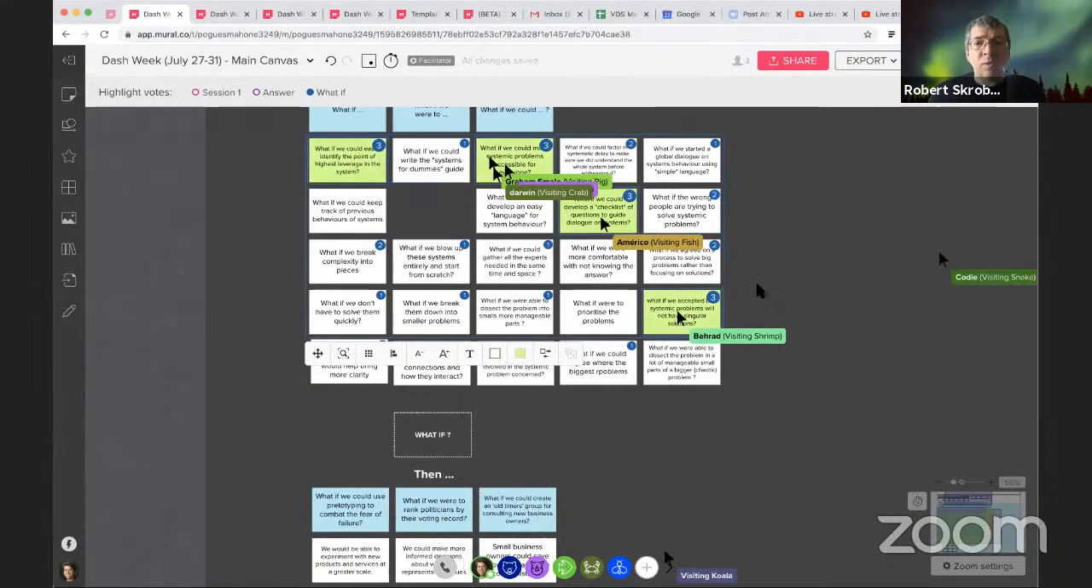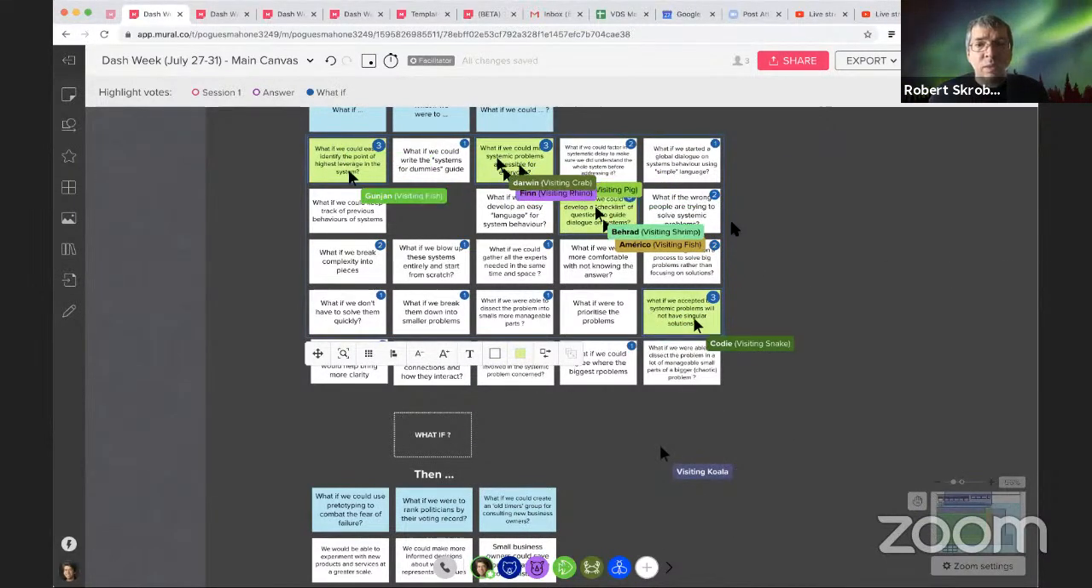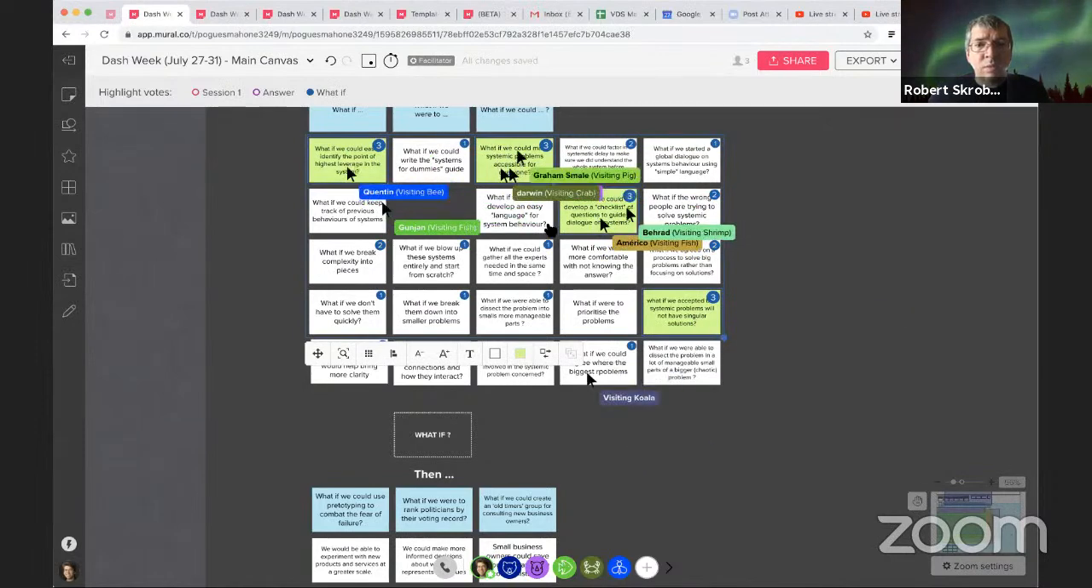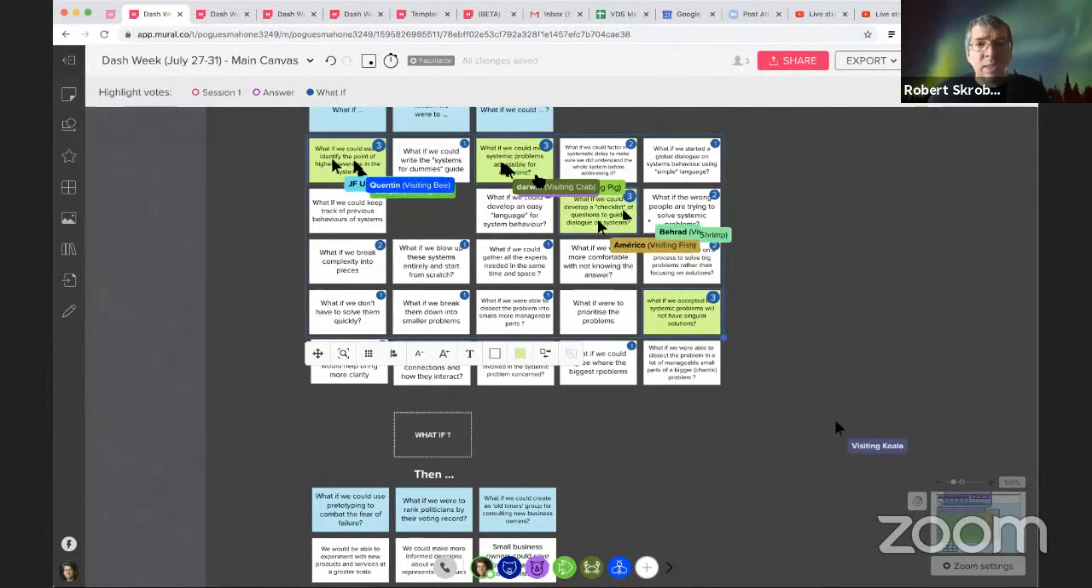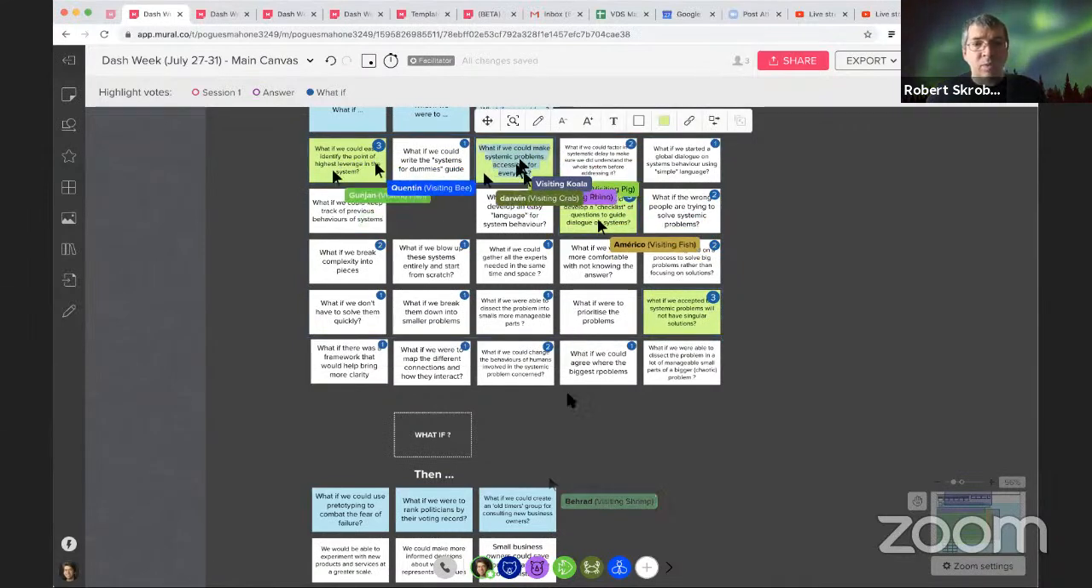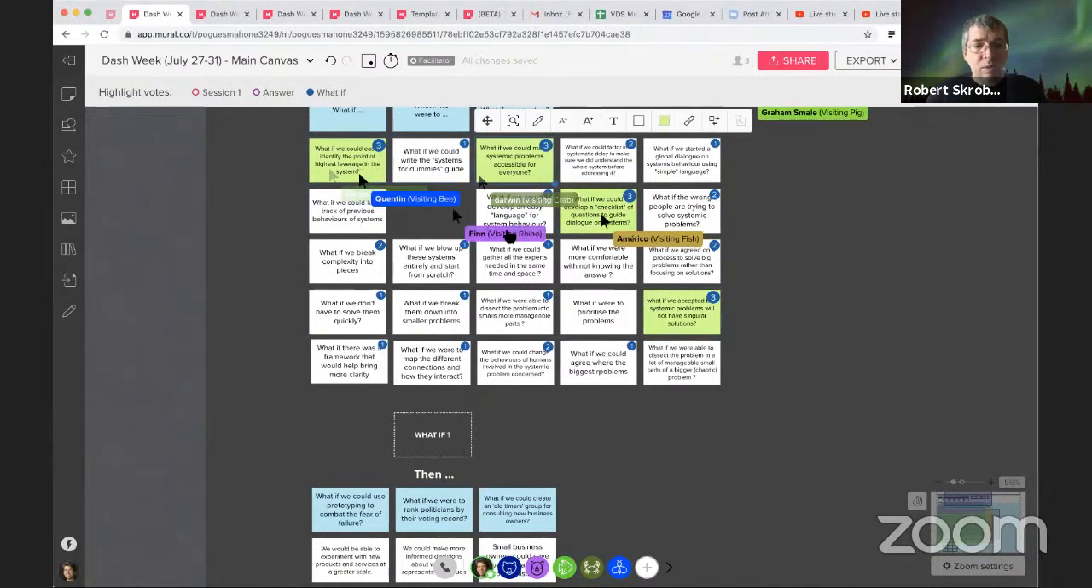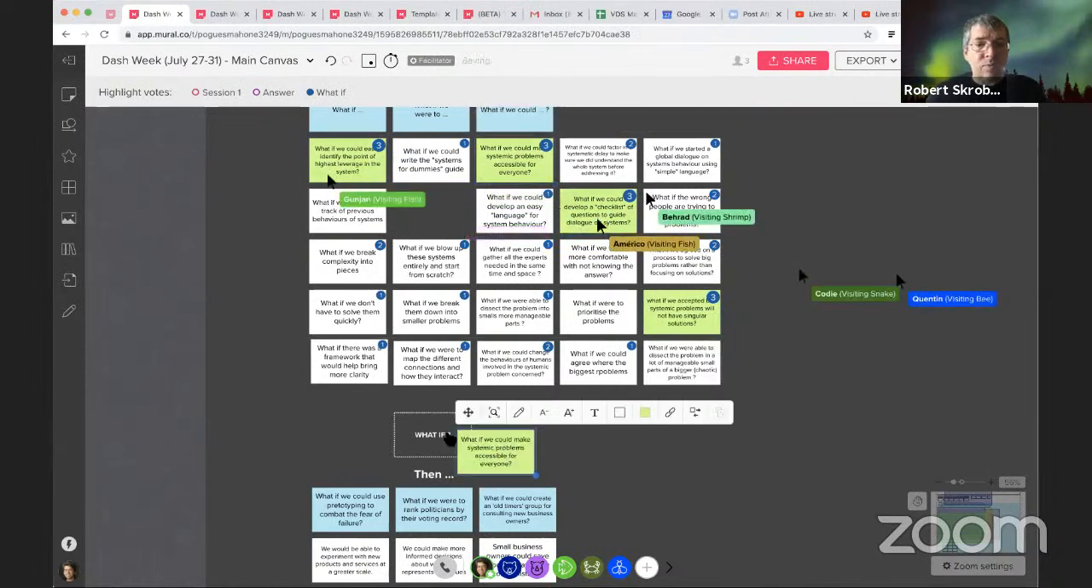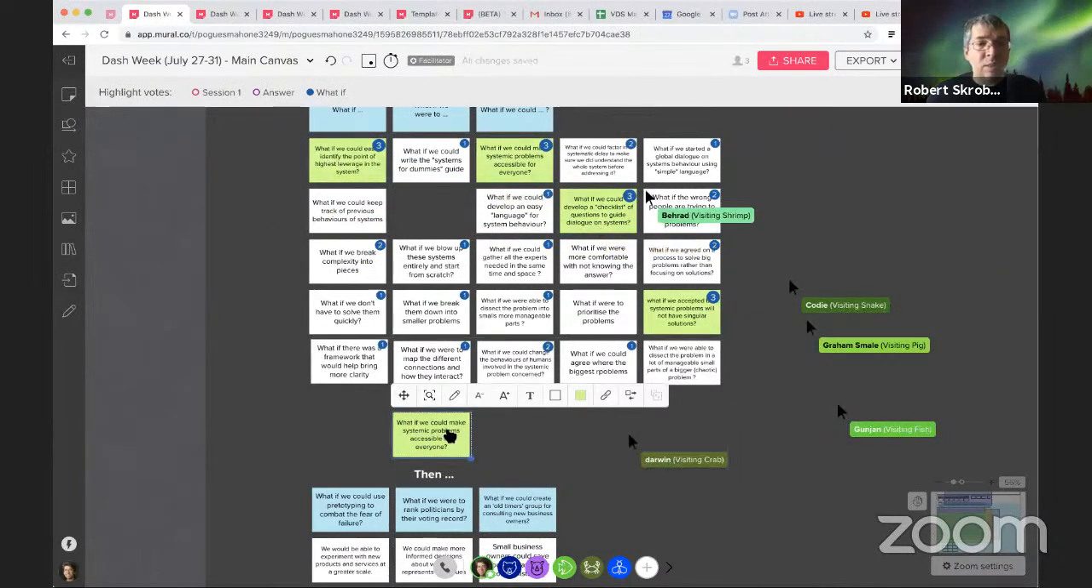Go ahead and put your mouse over which one you'd like to move forward with. So you got 2 there, got 3 there. Looks like this one, what if we could have more systemic problems accessible for everyone, is the one we want to go with. So I'm going to bring this down into the what if. This will be our last exercise down here.